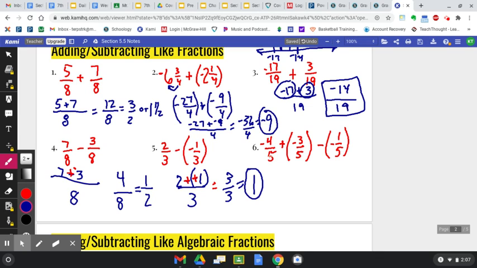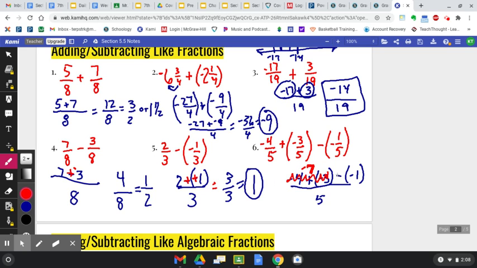Now, number 6. Here we have a common denominator of 5, but on top we have 3 values. I have negative 4 plus negative 3 minus negative 1. So what I want to do is start by going in order of operations, right? And so addition, subtraction, whatever one comes first. So I'm going to do this first, negative 4 plus negative 3, right? So they are the same signs. So I'm going to add their values. That's 7, right? So when I combine negative 4 and negative 3, I get negative 7.